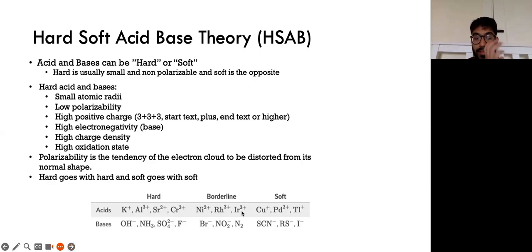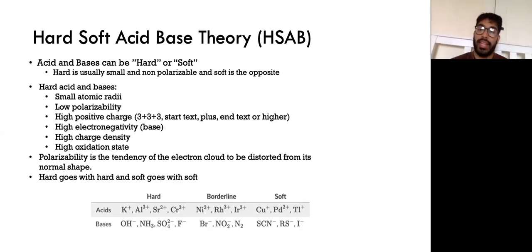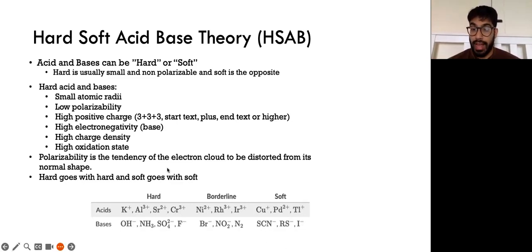So you have your acids and your bases. These are generally hard acids and bases. Again, you can see the small atoms with high charges and low polarizability: aluminum 3+, chromium 3+, OH minus, ammonia, fluorine minus, boron. On the other side you have your soft ones: copper plus, palladium 2+, SCN minus, RS minus, iodide minus. These are all a lot bigger. You can see that they're further down the periodic table, so this is where periodic trends come back into play. They're bigger, not as highly charged, and bigger atoms also have a bigger electron cloud, so they're more polarizable.